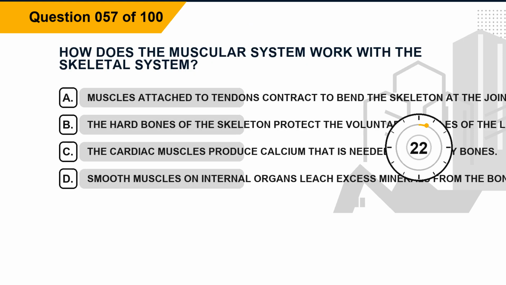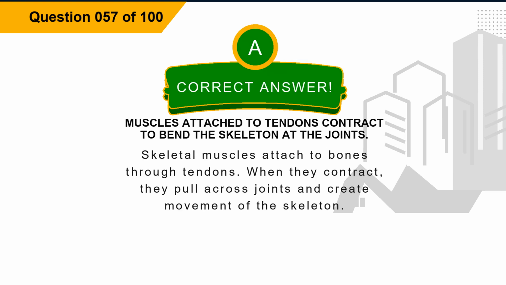Question 57. How does the muscular system work with the skeletal system? Option A, muscles attached to tendons contract to bend the skeleton at the joints. Option B, the hard bones of the skeleton protect the voluntary muscles of the limbs. Option C, the cardiac muscles produce calcium that is needed for sturdy bones. Option D, smooth muscles on internal organs leach excess minerals from the bones. The correct answer is option A, muscles attached to tendons contract to bend the skeleton at the joints. Explanation: skeletal muscles attach to bones through tendons. When they contract, they pull across joints and create movement of the skeleton.